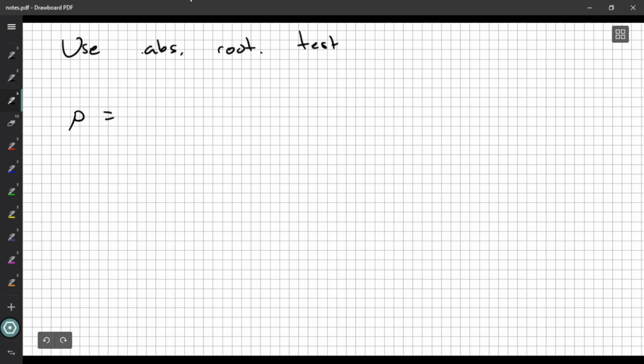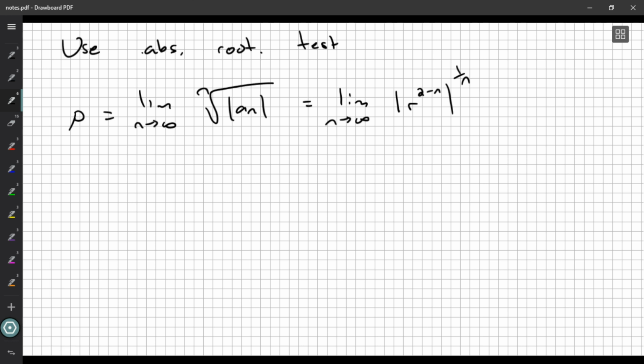Okay, so we've got to calculate this rho value here. The limit as n tends to infinity of the nth root of the absolute value of the nth term of the sequence we're adding up. Okay. So for us, I'm going to change the root n to a power of 1 over n. They mean the same thing, but you'll see why I do that in a moment.